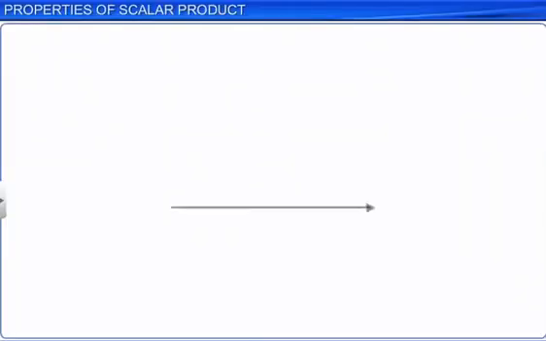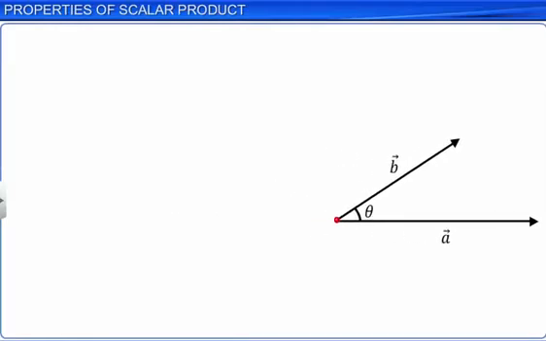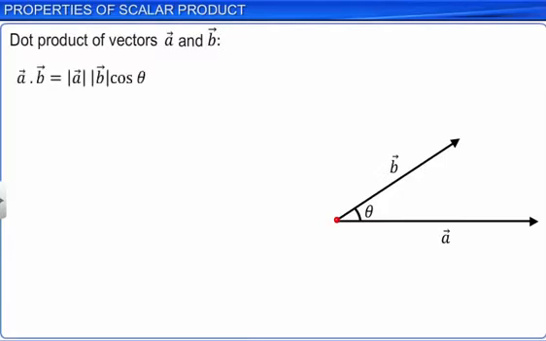We already know that the scalar or dot product of two vectors A and B with angle theta between them is equal to the product of the magnitudes of vectors A and B and the cosine of angle theta. Now, let us observe an interesting property of dot product of vectors.